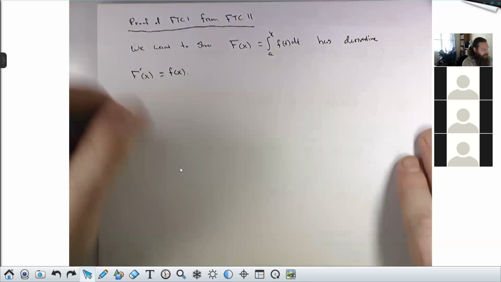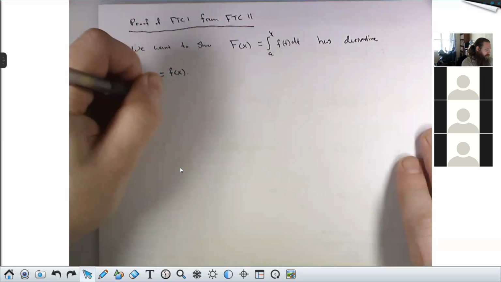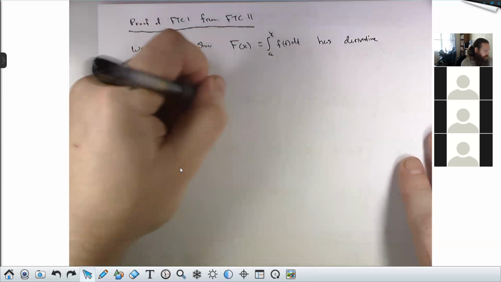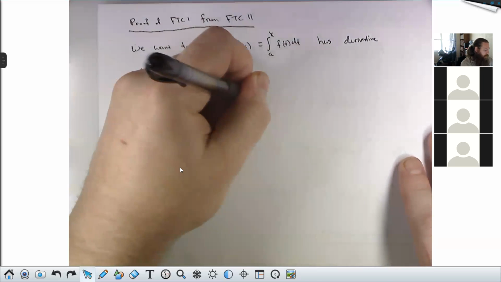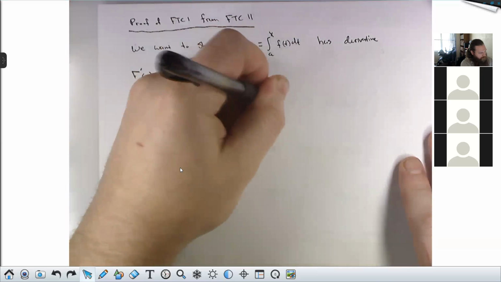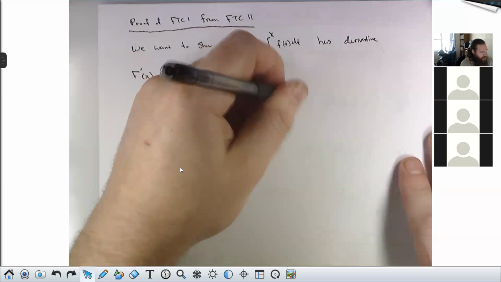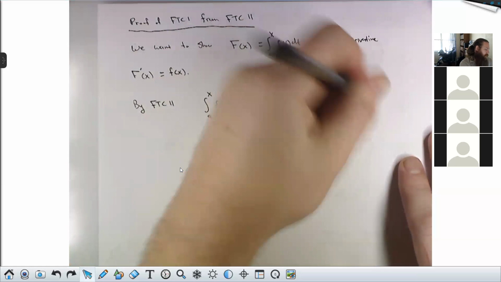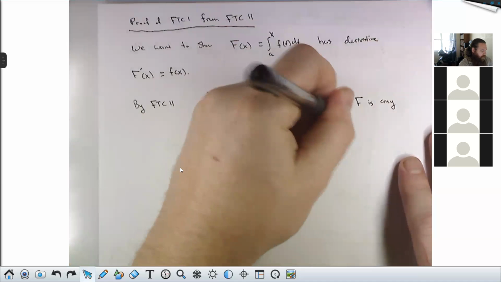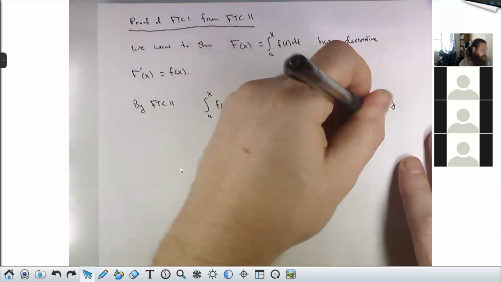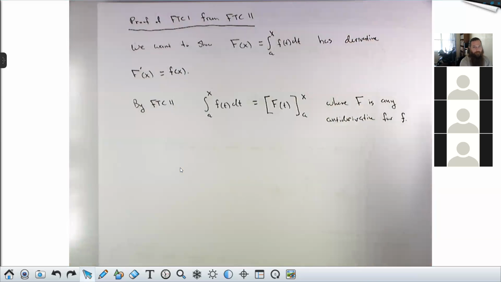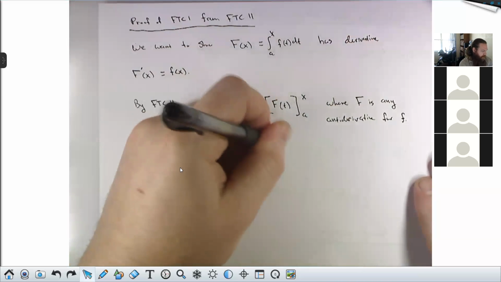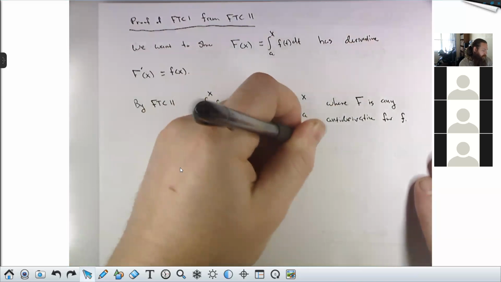So how do we do this? By FTC2, the integral from a to x of f of t dt would be equal to capital F of t evaluated from a to x, where capital F is any antiderivative for little f. And this is, again, just by definition of the notation, capital F of x minus capital F of a.